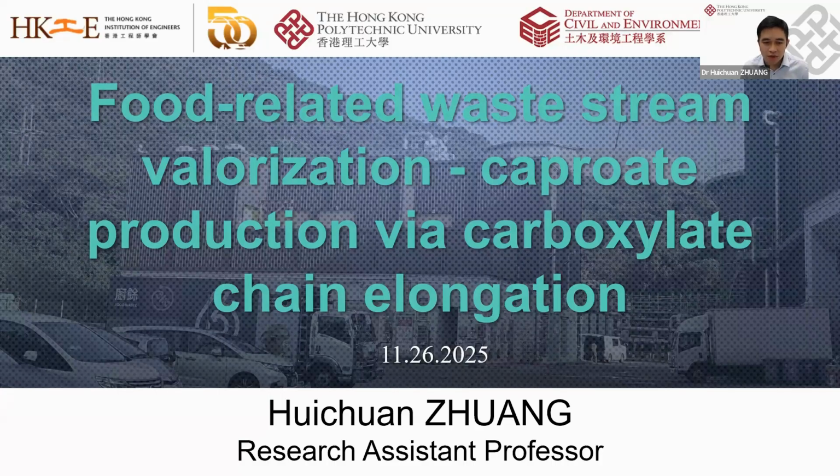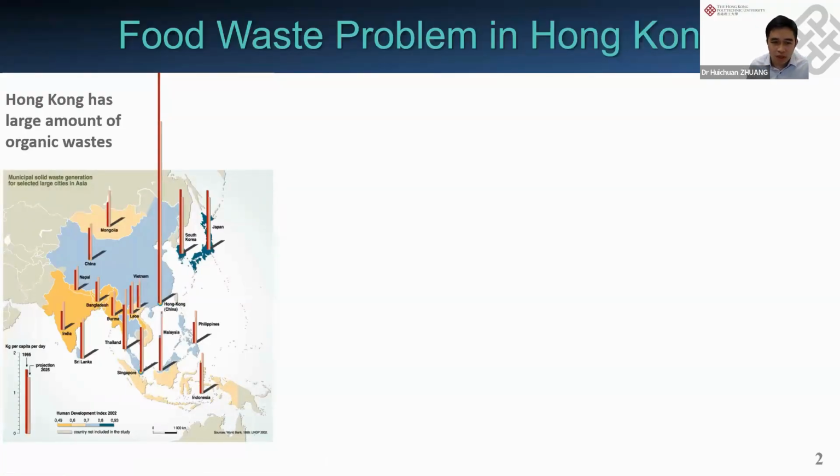Today's topics really come from our lab and our team. The title is about food waste stream valorization. First of all, I will talk about the food waste problem in Hong Kong. Like many dense cities, Hong Kong generates a large amount of food waste every day from households, restaurants, and the catering sector. As you can see from this figure, Hong Kong people produce the most organic waste in East Asia. The bar for Hong Kong is higher than Japan, South Korea, or China.